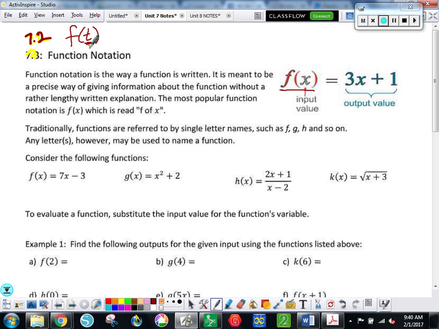You don't have to write that down. But x is the input variable. That's the number that can change. And this is the output variable. So this right here is read f of x. I'll do that right there.